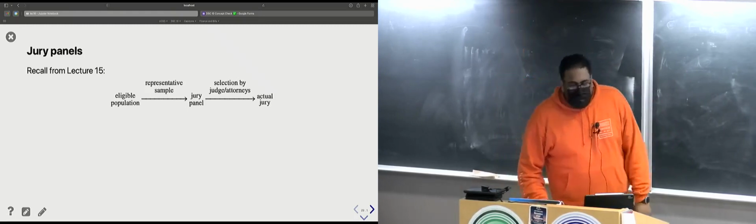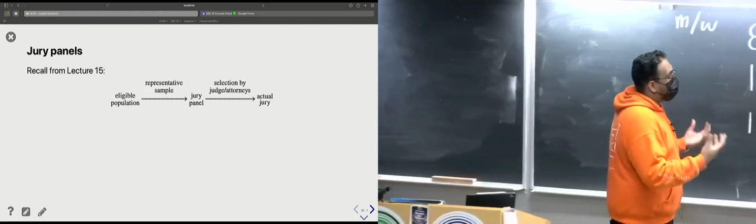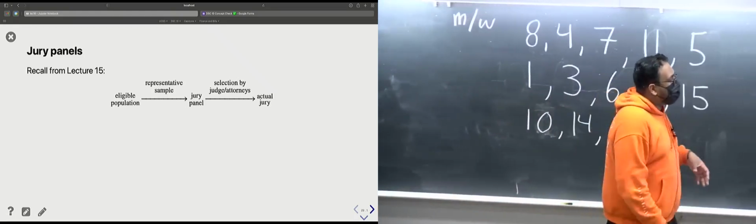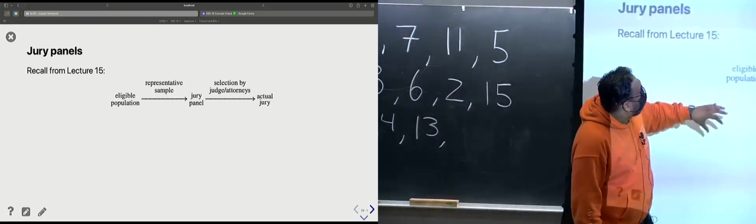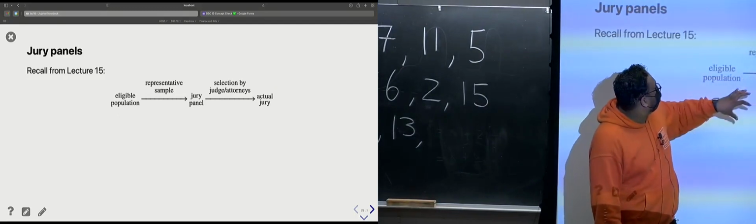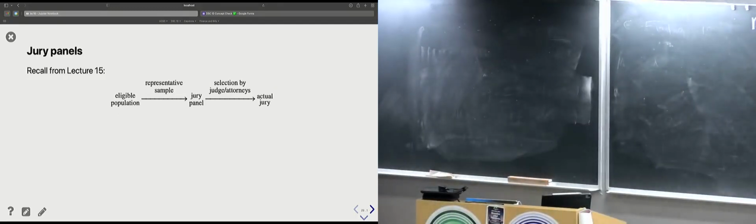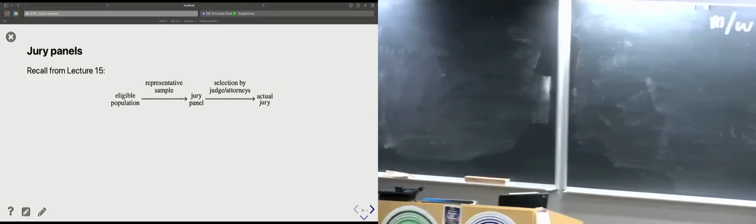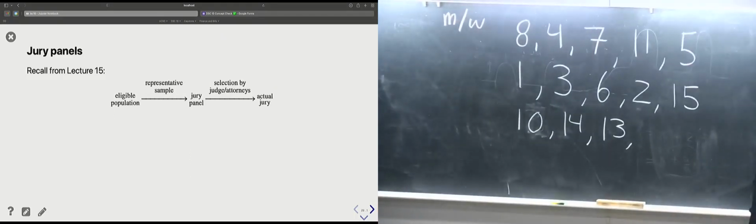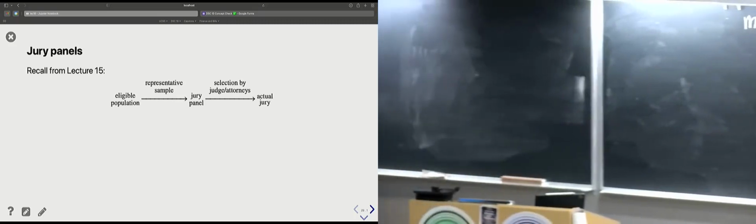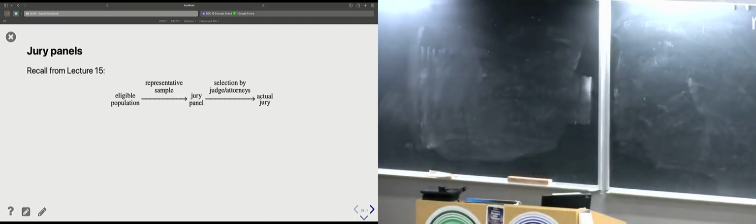As a reminder, from lecture 15, the way that jury panels are drawn are, in theory, as random samples from the eligible population. So once again, we are looking at this step. We have an eligible population, and the jury panels should be random samples from this eligible population. And then who actually ends up on the jury, well, that's determined not randomly. That's determined by interviews by the judges and the lawyers. But we're looking at this first step.